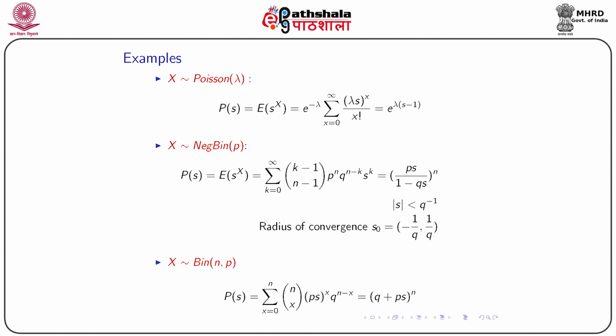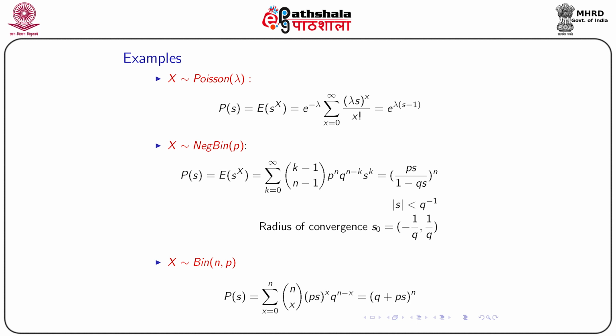Similarly, if X follows a Poisson distribution, the form of the PGF will be e to the power minus lambda times the sum over x from 0 to infinity of (lambda s) to the power x over x factorial. So it will be e to the power lambda into (s minus 1). And if X follows a negative binomial with parameters p and n, then, just like the geometric form, it will be (ps over 1 minus qs) whole to the power n. Here also we have the radius of convergence as minus 1 by q to 1 by q. So these are a few examples where we can find the probability generating function for a random variable.